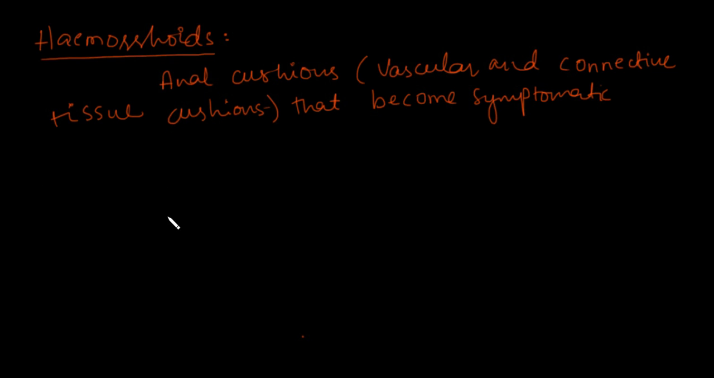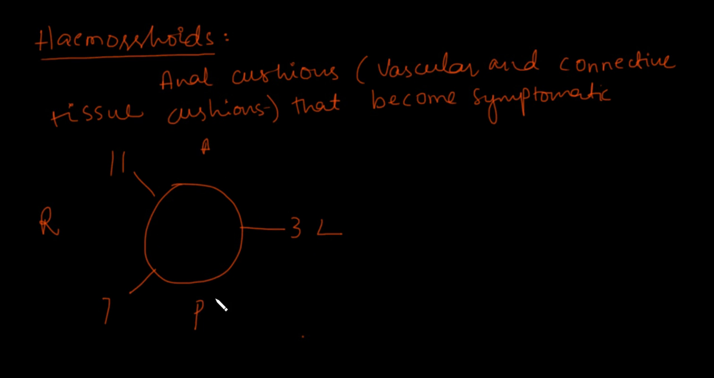They are present in three locations. If we consider this as the anal canal and the patient is in the lithotomy position, this is the right side and this is the left side of the patient. Then normally anal cushions are present at 3, 7 and 11 o'clock positions. This is 11 o'clock, 7 o'clock and 3 o'clock. This is according to the position of the patient, if we consider anterior and posterior sides: this is close to the urethra and this is toward the natal cleft.